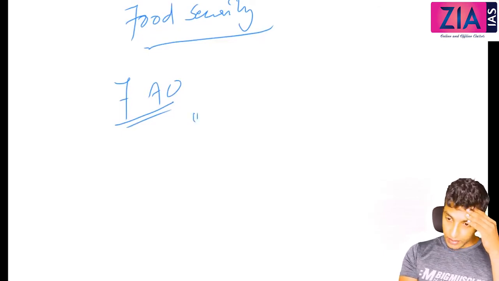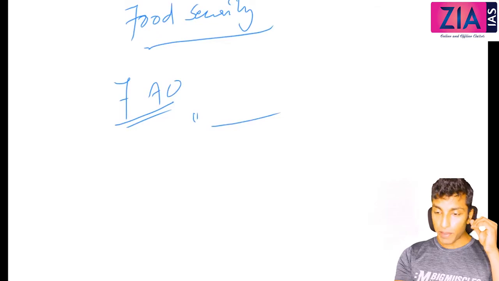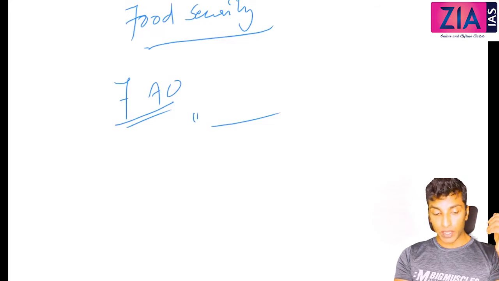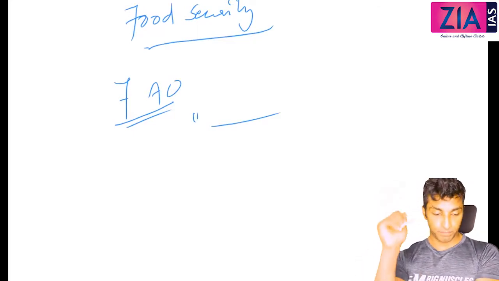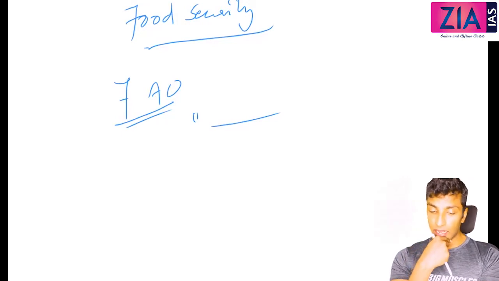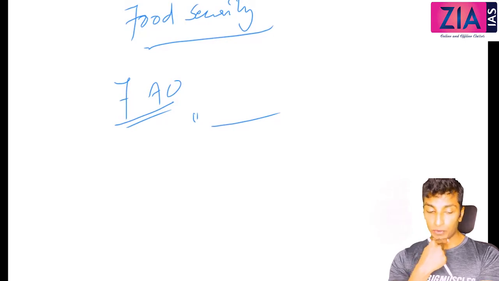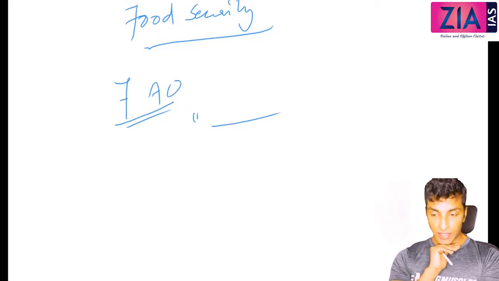Definition, inverted comma you can write, ensuring that all people at all times have both economic and physical access to basic food they need. Ensuring that all people at all times have both physical and economic access to basic food they need. So it does not merely imply elimination of hunger.